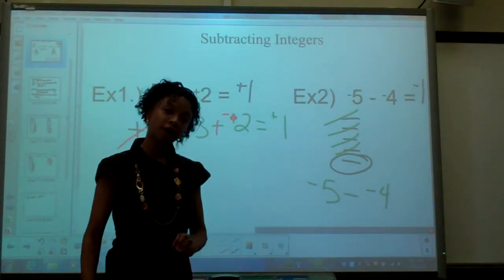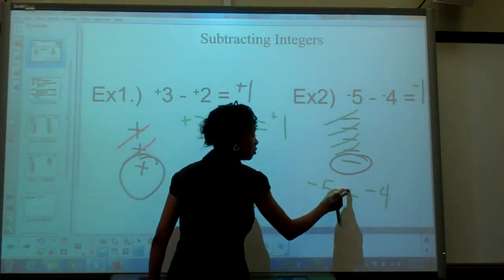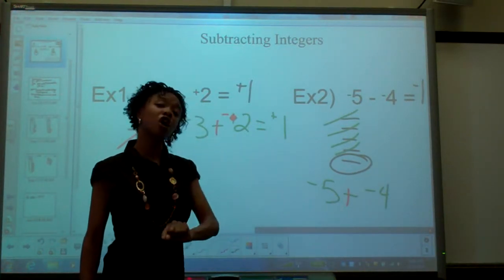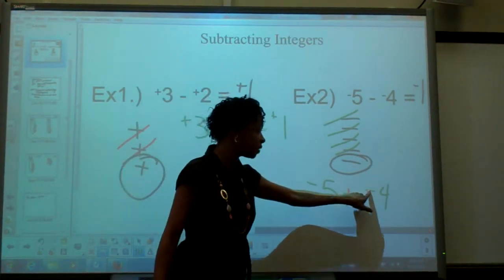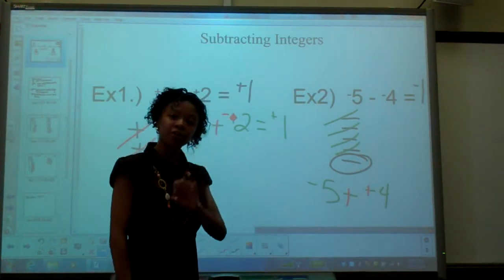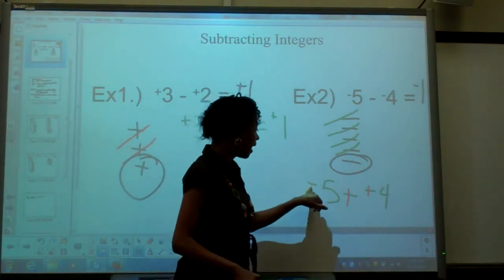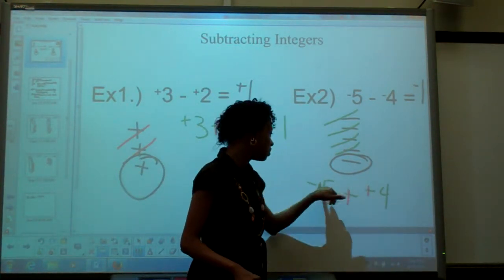The rule for subtracting integers, number 1, change it from a subtraction problem to addition. Then change the charge of the second number to its opposite. If it was negative, it becomes positive. The third and final rule is follow the rules for adding integers. I'm adding integers that have different charges of negative and positive.